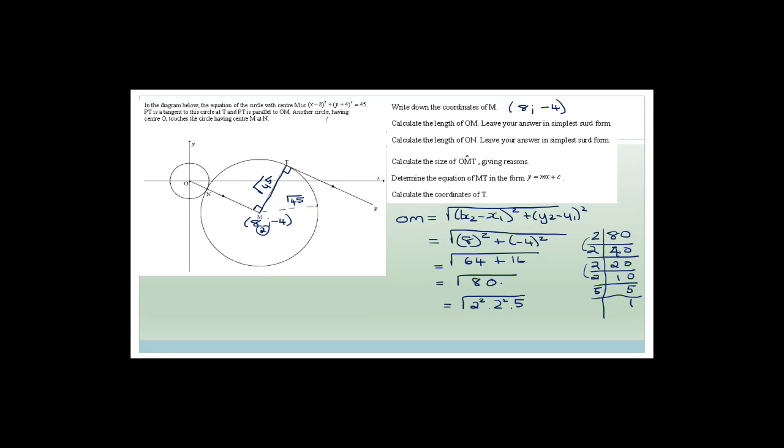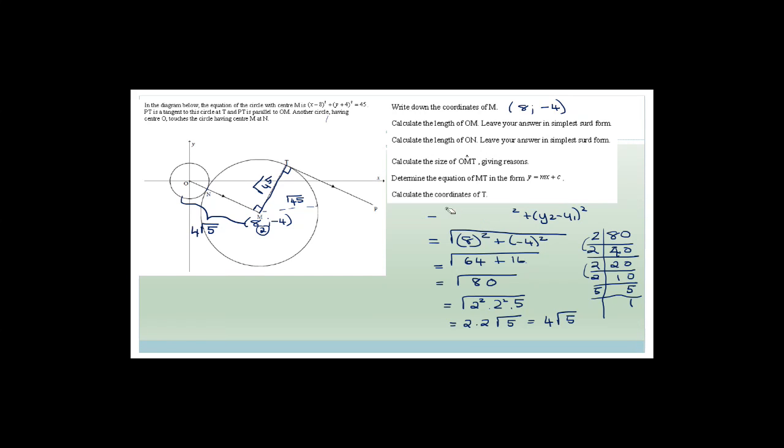I know you can do this on a calculator, but a lot of times in these questions they actually say do it without your calculator. So I like to show you guys how to do this, okay? So do you agree that you take the 2 out, that's 2, you take that 2 out, that's 2, and then you've got root 5. So the answer is 4 root 5. So therefore, the length of OM is 4 root 5. Okay, happy with that?